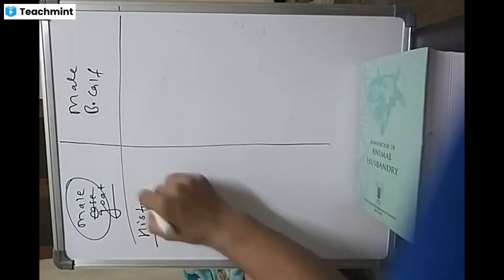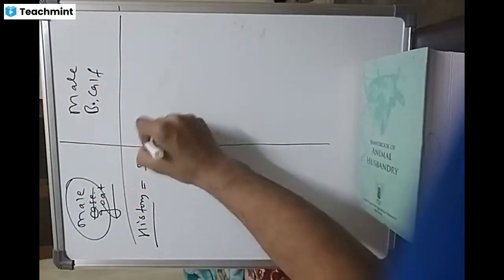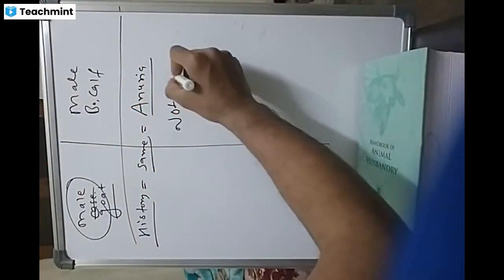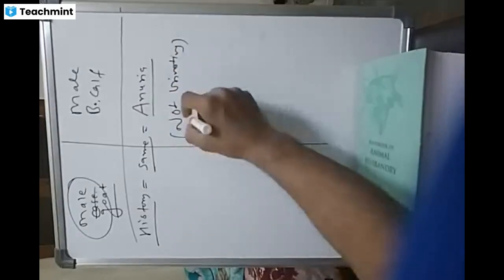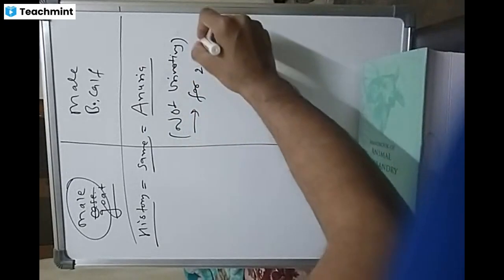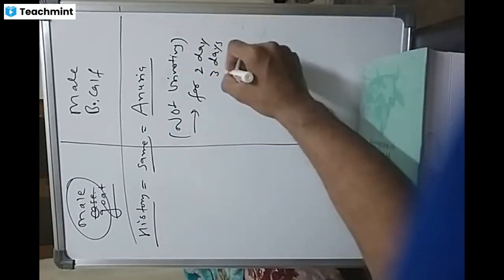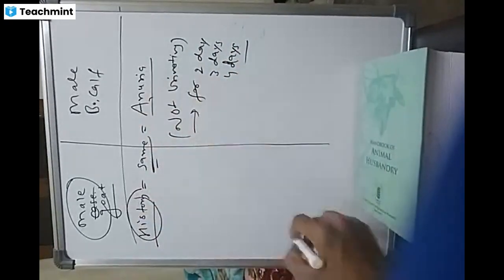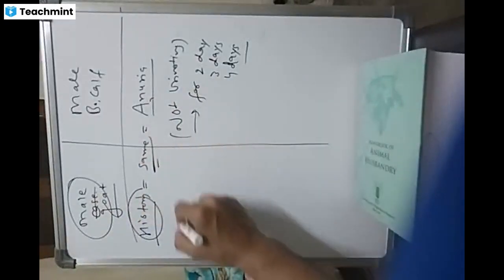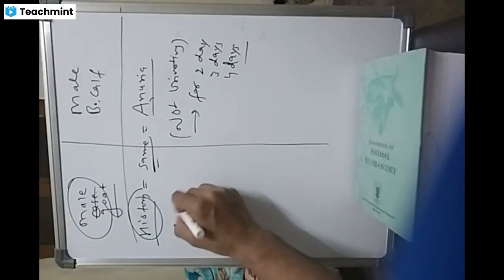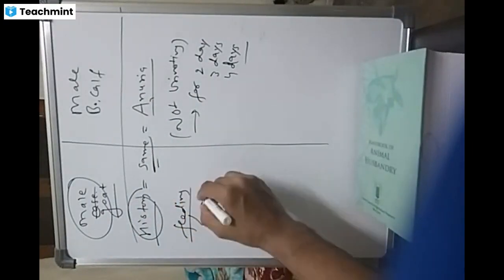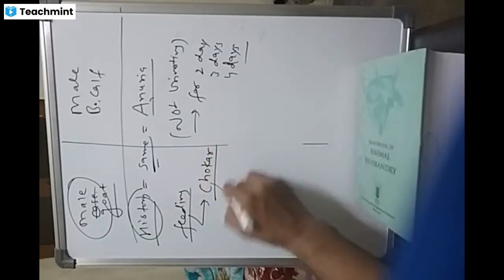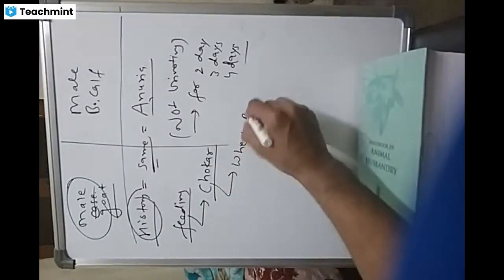Their history in both the cases is the same. Anuria. The animal is not urinating. Some owners say for 2 days, some say for 3 days, some say for 4 days. In this area, what they are feeding is called choker in the local language. This choker is nothing but wheat bran.